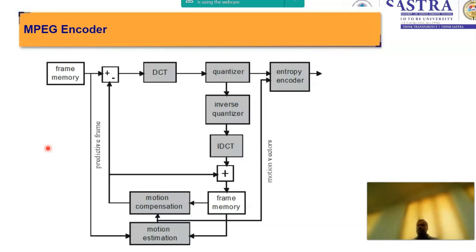Then the inverse quantizer is applied in the reverse order. So the inverse DCT is applied here, which is given to the frame memory. Once again, the feedback is given from the motion compensation to the DCT. And finally, the encoder will provide the information, and that image data is stored in the memory space.